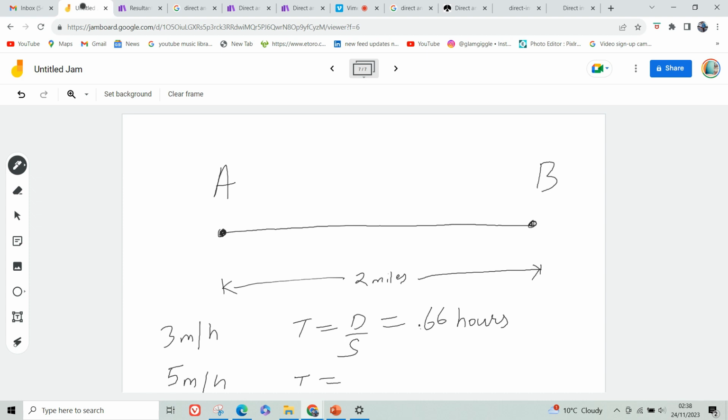right? Now if you are traveling at 5 miles per hour, then your time taken will be 0.4 hours. Okay, now if you calculate it further, what you will observe is, as you are increasing your speed to cover the distance between A and B, your time taken is getting diminished. Your time taken is reduced. Okay, and that is called inverse proportion.